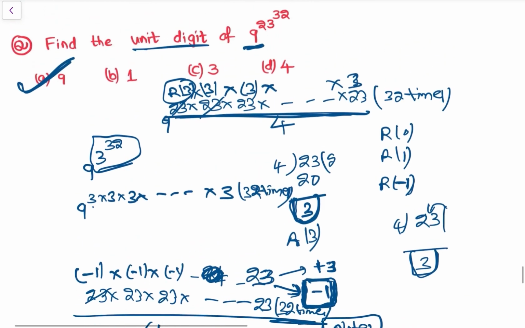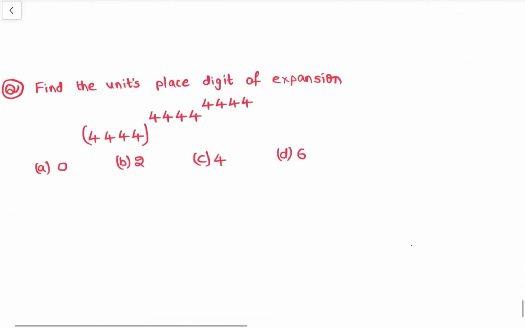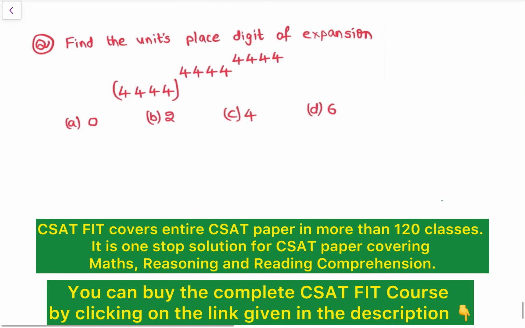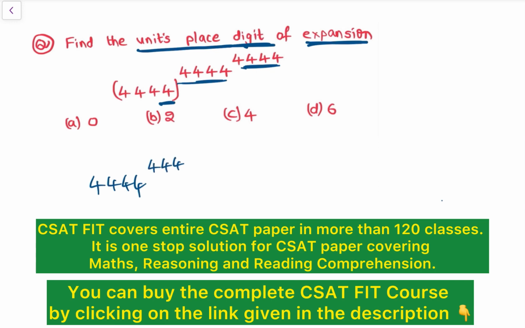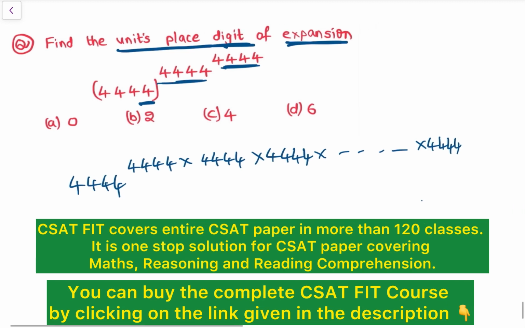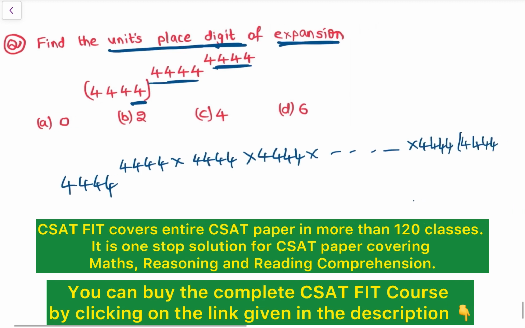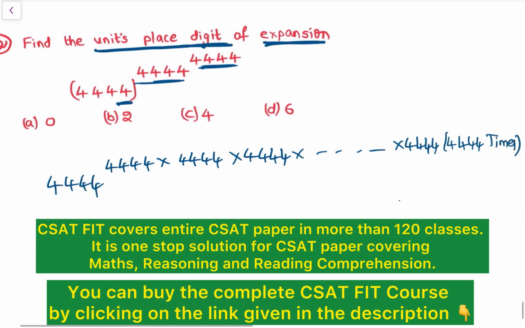So let's do one more question, so you will get more clarity, ठीक है. जैसे देखो, ये units place digit of expansion है. By looking at it we are getting कि भाई कितना बड़ा नंबर है, but we know how to deal with it: 4444 to the power 4444. 4444 to the power 4444 क्या होता है, that is 4444 into 4444 into 4444 and so on, कितने बार, 4444 times, ठीक है, that's what this expression is.